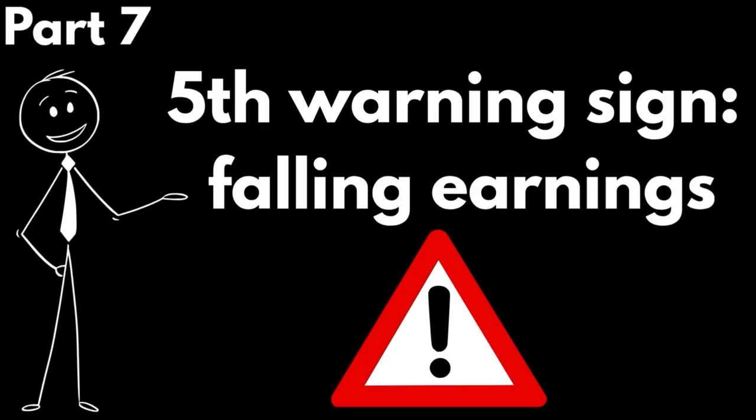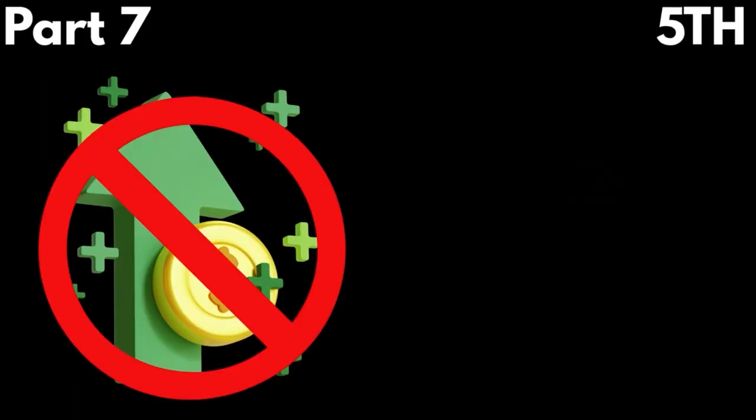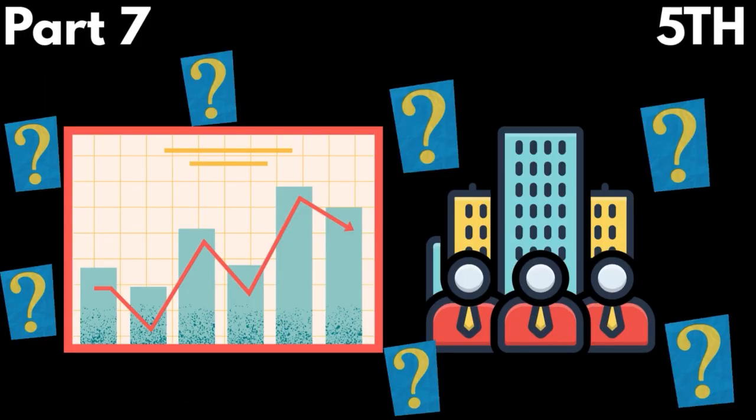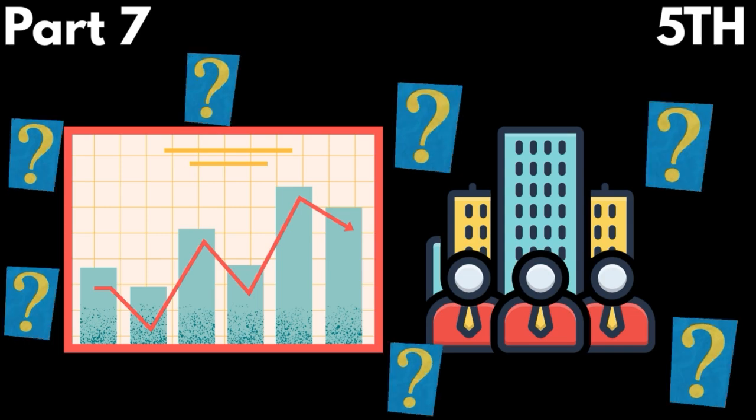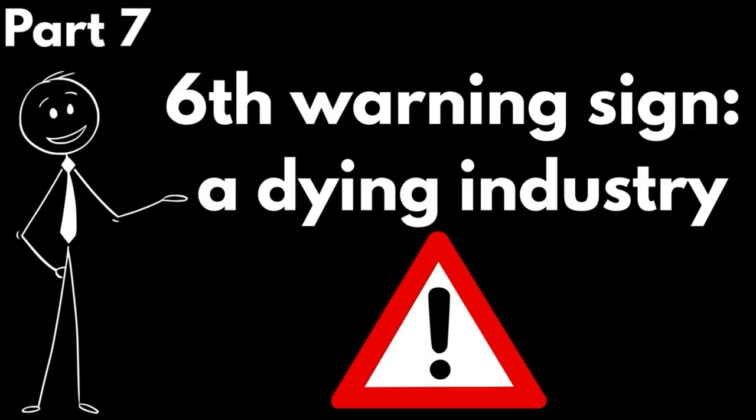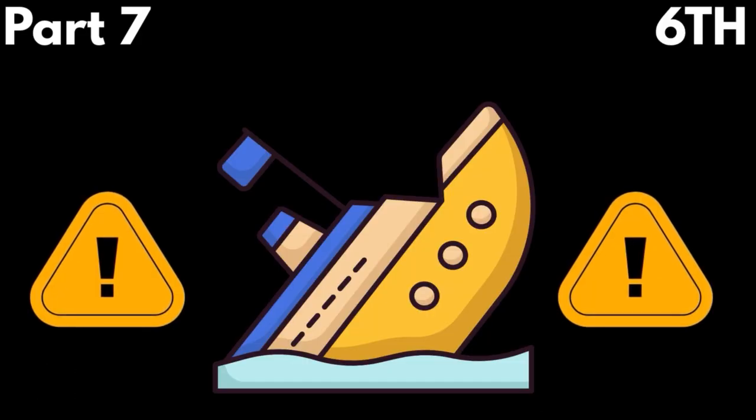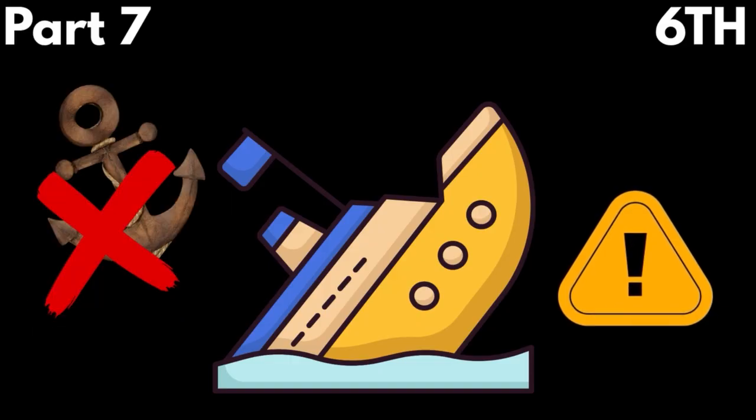Fifth, falling earnings. No profits, no dividends. Earnings trends tell you where the company is heading, not just where it has been. Sixth, a dying industry. Some sectors are in terminal decline. Do not anchor your income strategy to a sinking ship.